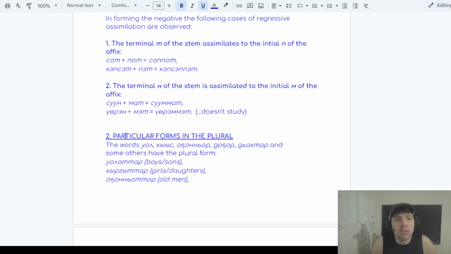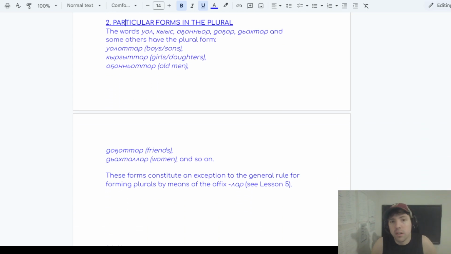The particular forms in the plural, this is just telling you some plural forms change a bit. So if you say wall, boy or son, and then you want to say boys or sons, you might think you would just say wallar, which would technically make sense, but it is irregular. We actually say wallatar. Kiss, girl or daughter, we say kurgatar, kurgatar.